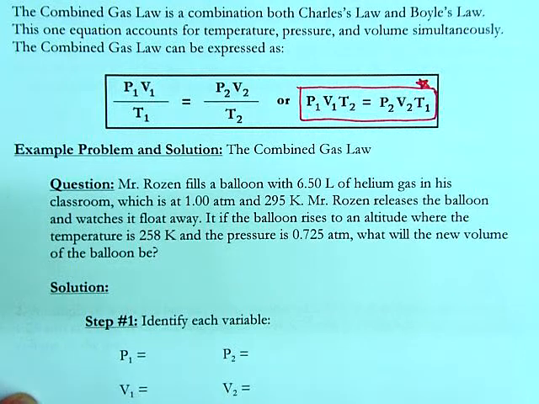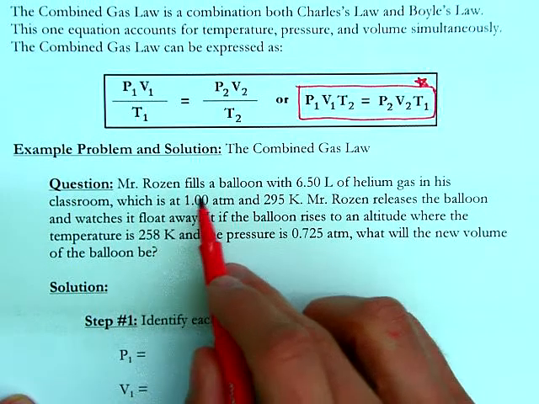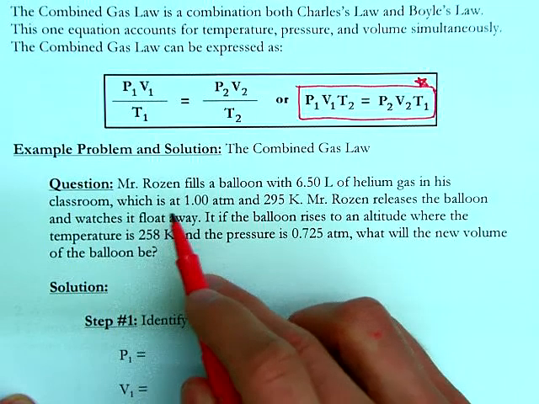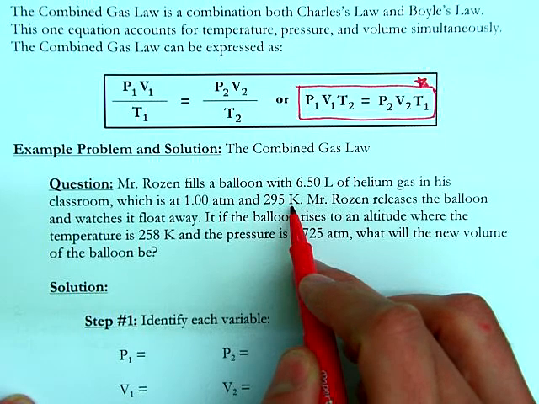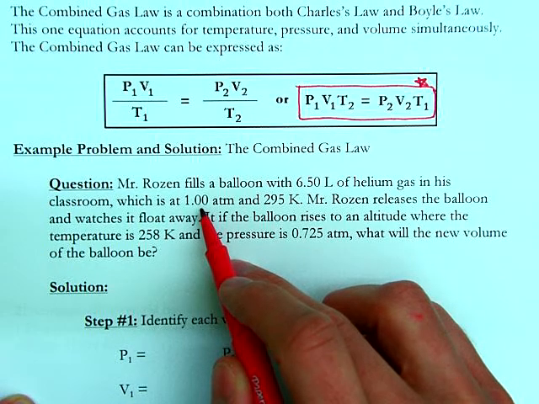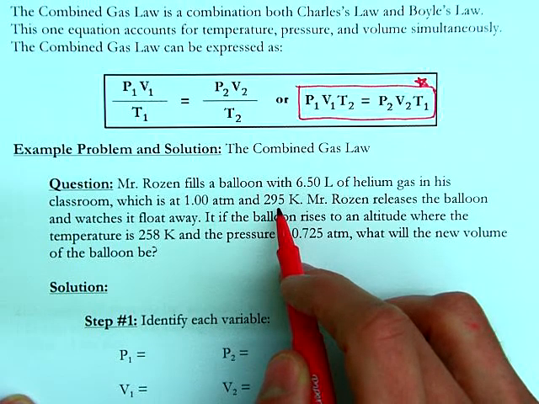So we're going to do a couple of example problems. The first one says, Mr. Rosen fills a balloon with 6.5 liters of helium gas in his classroom, which is at 1 atmosphere of pressure and 295 Kelvin. On a normal day at sea level, our atmospheric pressure is very close to 1 atmosphere, 1 atm. And this is pretty close to the temperature of the classroom, 22 degrees Celsius.